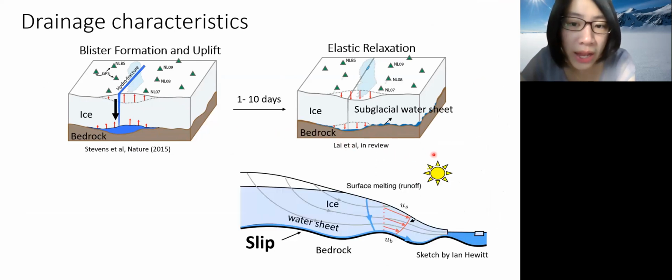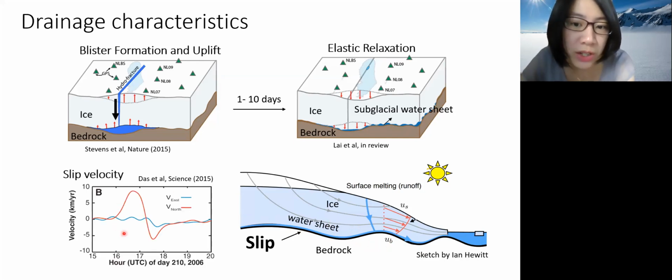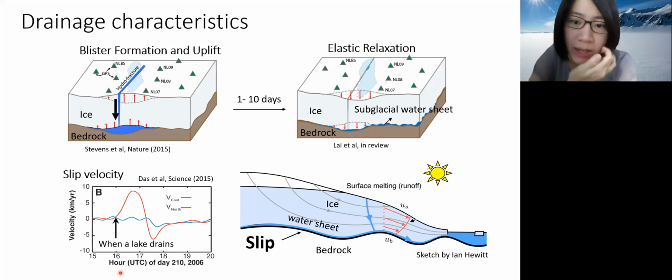This water flow at the ice-bed interface is important because it modifies the boundary condition of the ice sheet. This water lubrication at the interface between ice sheet and bedrock can reduce the friction and change the speed of ice flow. For example, this is observational evidence that water lubrication at the bed after the injection of meltwater directly impacts the sliding velocity of the ice.